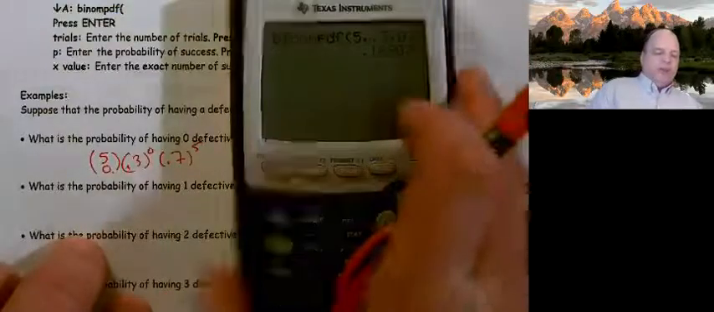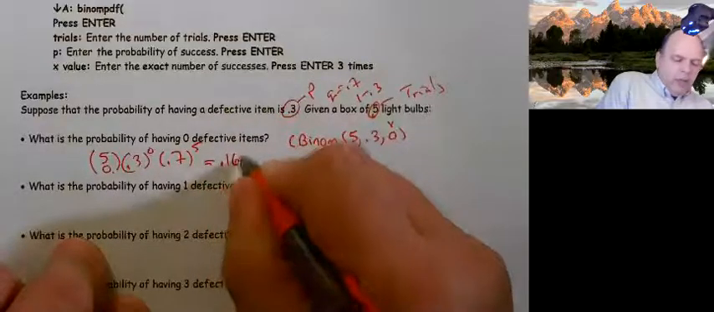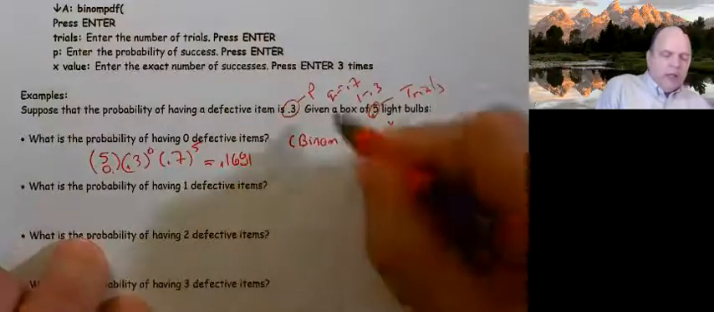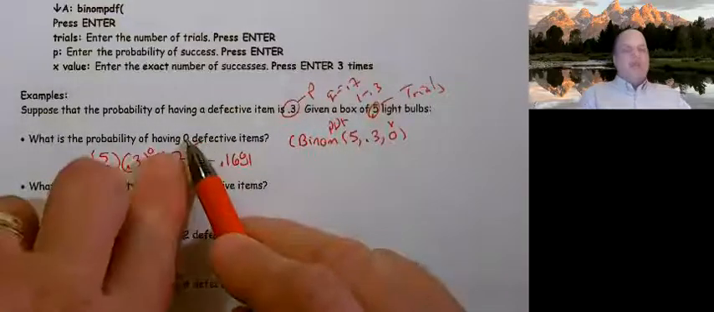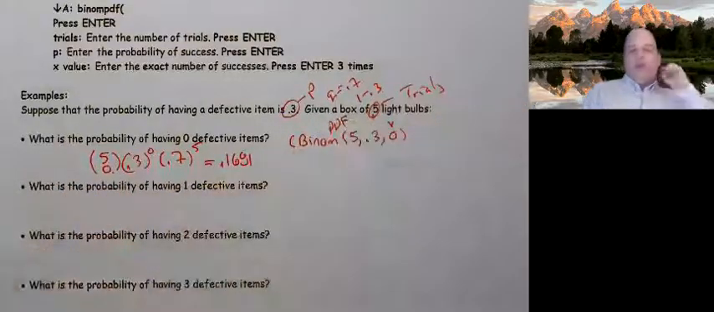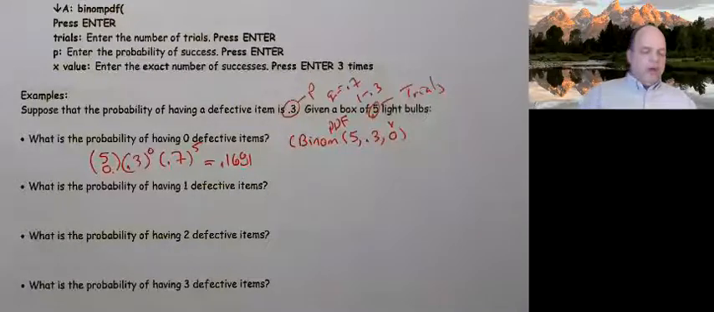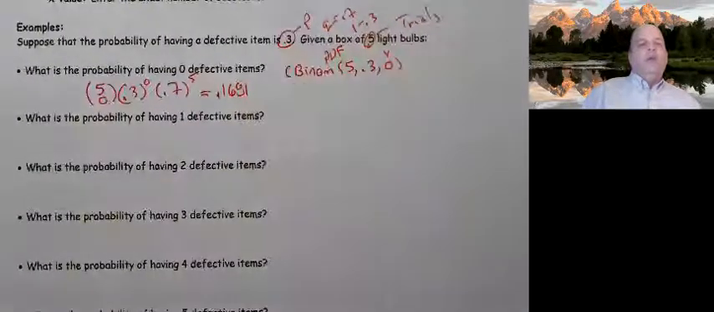0.16807 or 0.1681. And I should have said this was a PDF. And here's how I knew this was a PDF. I knew it was a PDF because 0 is a specific value. It didn't allow for multiple values, it only allowed for specific values. And by the way, we're going to start off by doing a bunch of PDFs and then we'll switch over to CDFs.